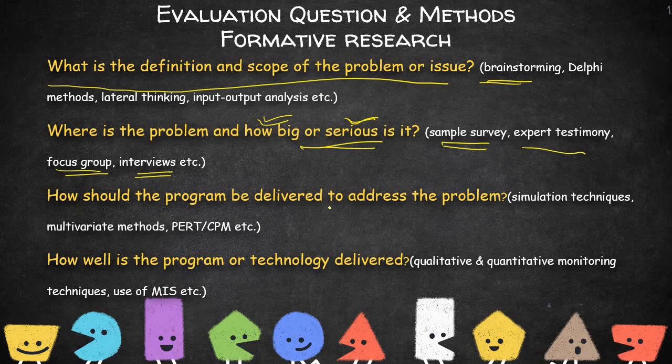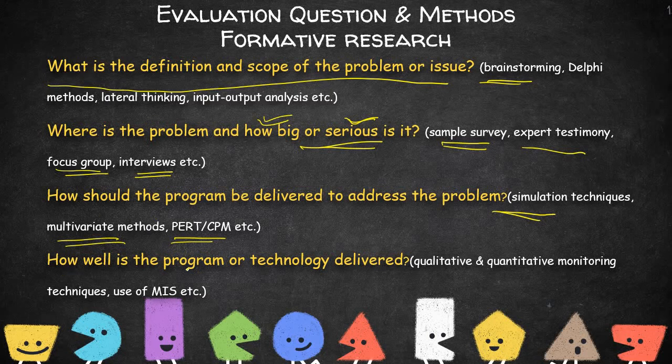Next is, how should the program be delivered to address the problem? Now, having understood what the problem is and where the problem is, next is how you should move ahead. So basically it is to do with the technicalities of implementing the program. So you could run different simulations, you have multivariate methods you could use, or PERT CPM, for example, something related to operations research and all. So how this thing should be delivered or addressed, a systems approach, PERT CPM, those things could be done.